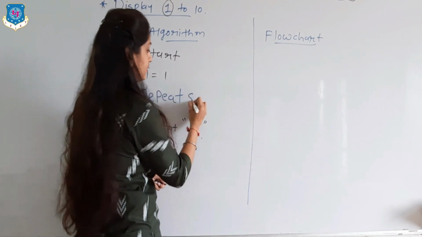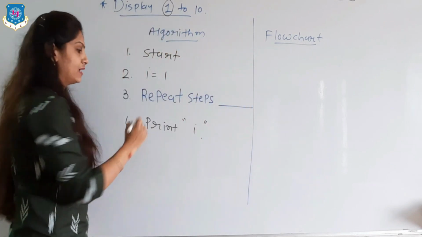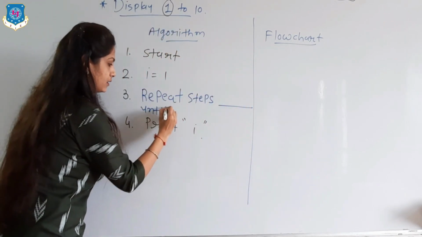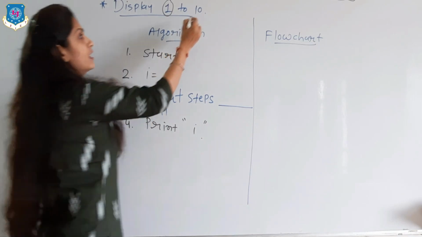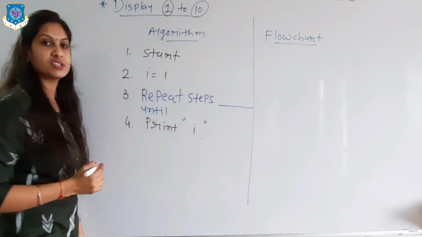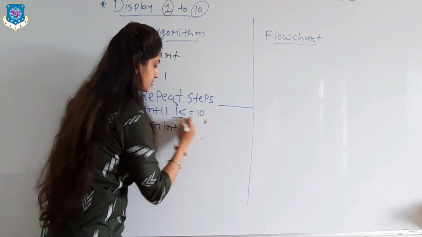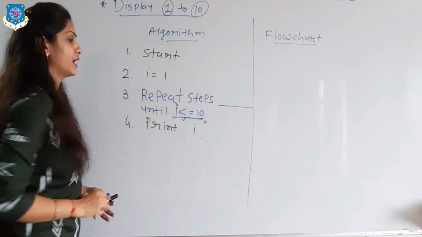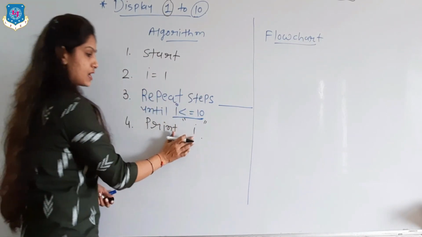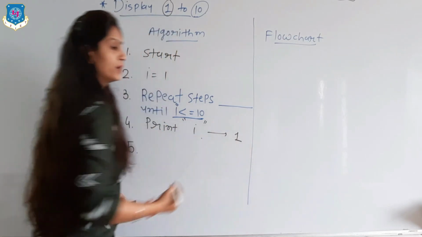Now repeat steps. How many? Keep it blank for now, but the condition is until 10 is reached. So until I is less than or equal to 10. This is our condition. Now keep it blank right now and print just I. That means our output, I, that is 1, is printed.